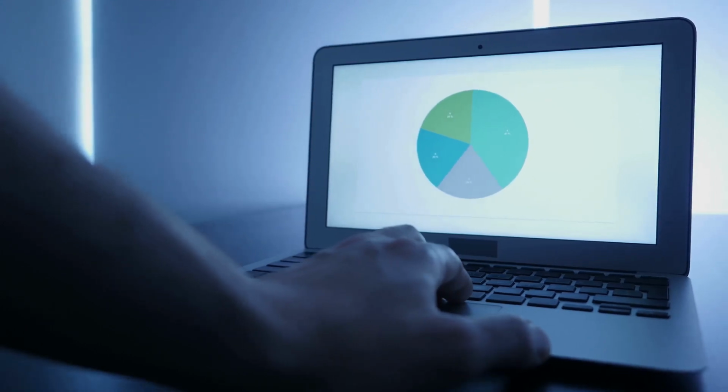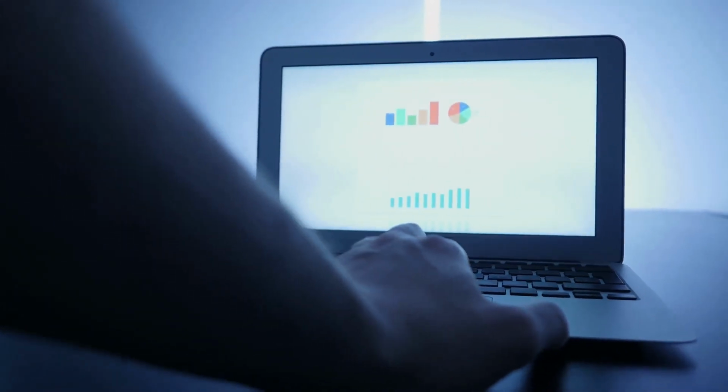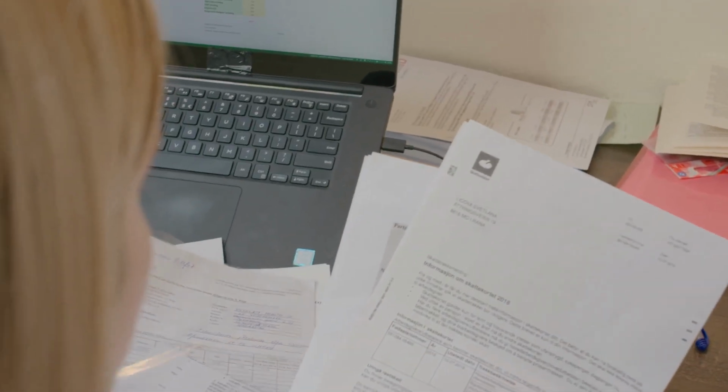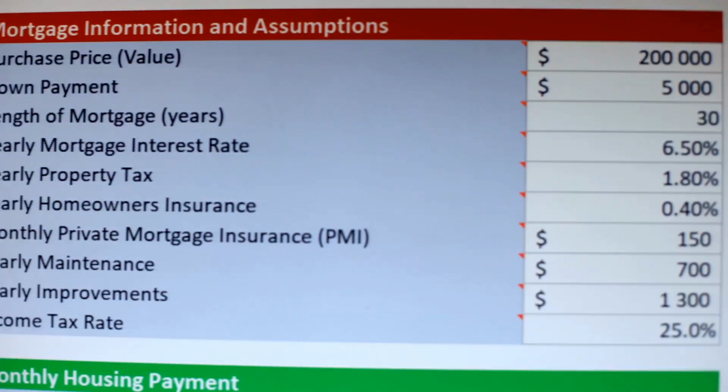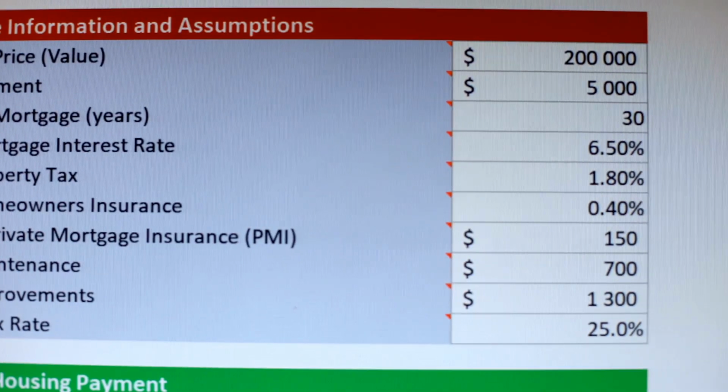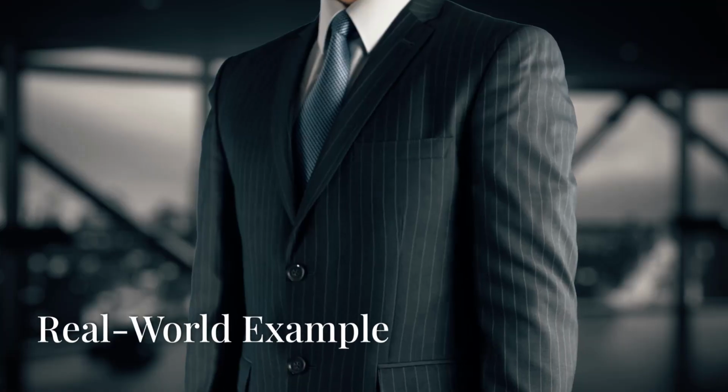Spreadsheets allow for detailed tracking and customization of financial data. You can find free rental property analysis spreadsheet templates online or create your own. These tools help you organize data, calculate metrics, and make informed decisions about your rental property investments.